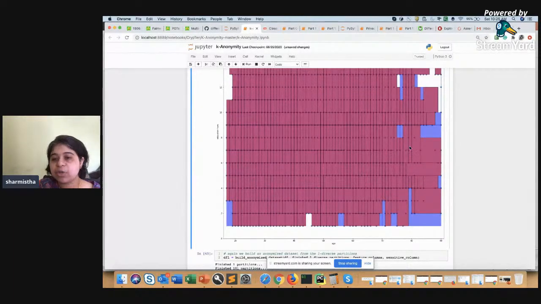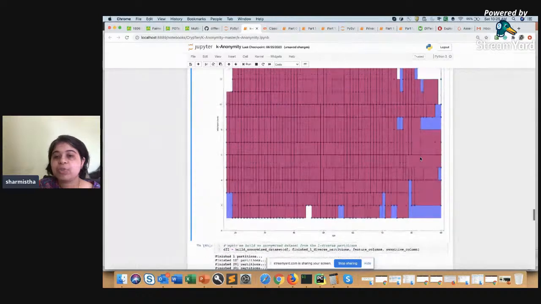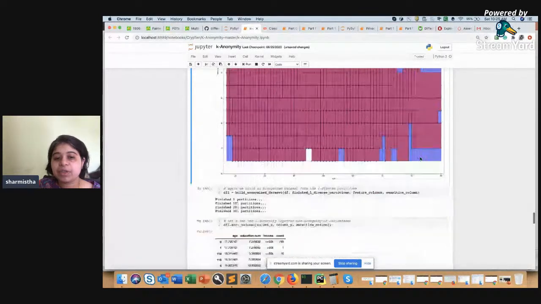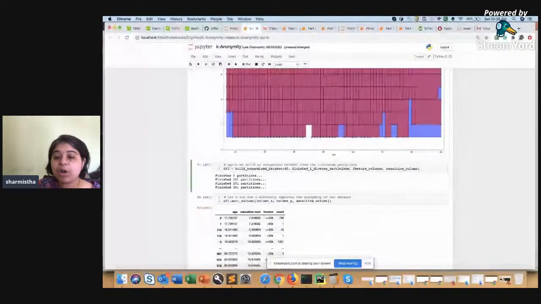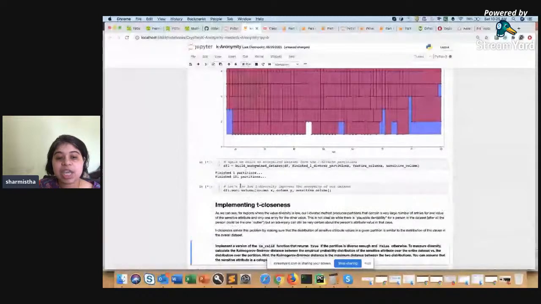So now what we have to do is incorporate that the distribution of each partition should resemble the entire data set. Each partition should be created such that the overall distribution of the data set resembles each partition. And how do we do that? We do that with T closeness.